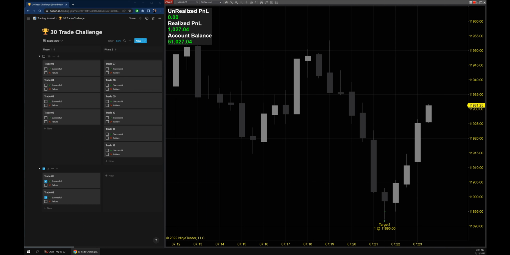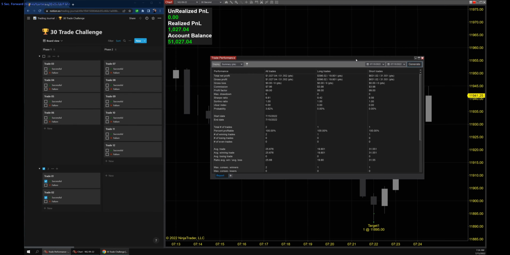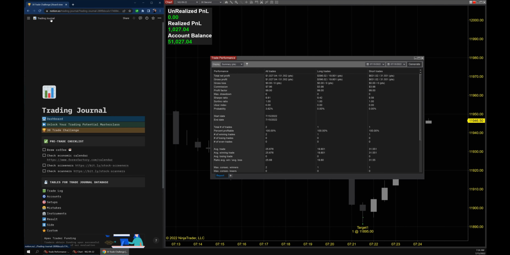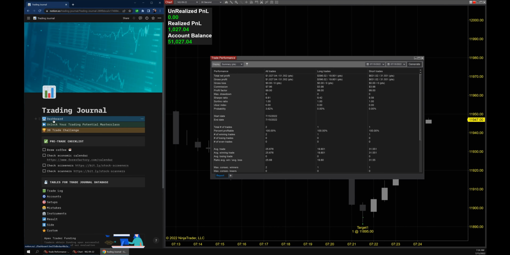So I've hit that, and that was a really nice target. I almost bottom ticked that one. That was really nice. And so let's just do a little bit of a review. Let me bring up my performance sheet here. So we have about 50, 51 points in profit today, over $1,000. So I'm about a third of the way to my profit target, and a 100% win rate. So yeah, very good trading. One long, one short win, and the dashboard information.